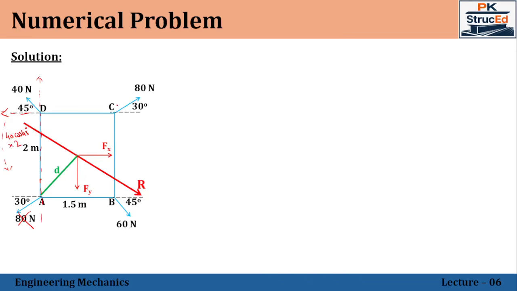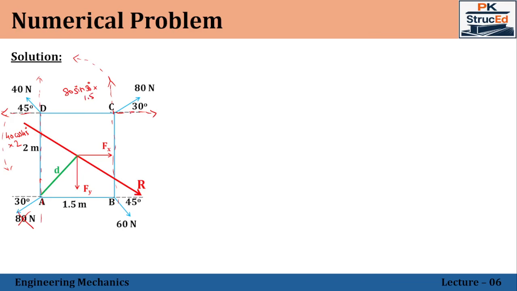So positive anti-clockwise moment, so it should be positive. Now let us move with the 80 Newton force. So the 80 Newton vertical component will be like this, horizontal component will be like this. The vertical component line of action is passing in this way, which is not passing through the point A, so hence it will create a moment. Rotating this force about the point A, it will tend to rotate in the anti-clockwise direction. So that value will be positive. So the value will be 80 sine 30 into horizontal distance, which is 1.5 meter.